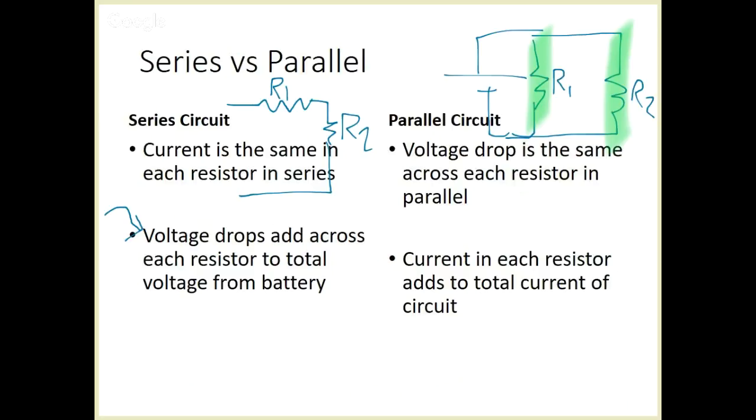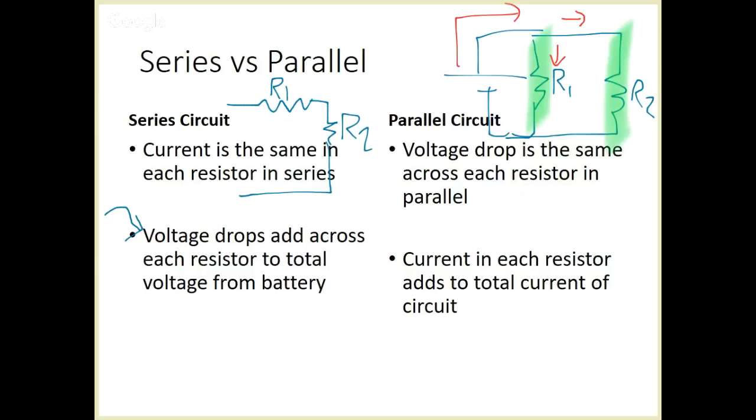But the current is not, because the grand total current leaving the battery is going to split. Some of it's going to go one way and some of it's going to go another way, but it'll add back together to your total current at the end when the various paths come back together at that junction.